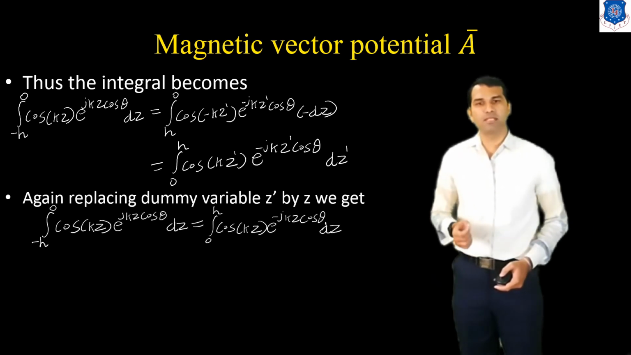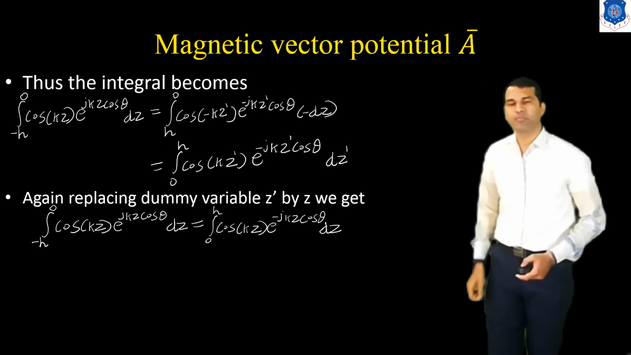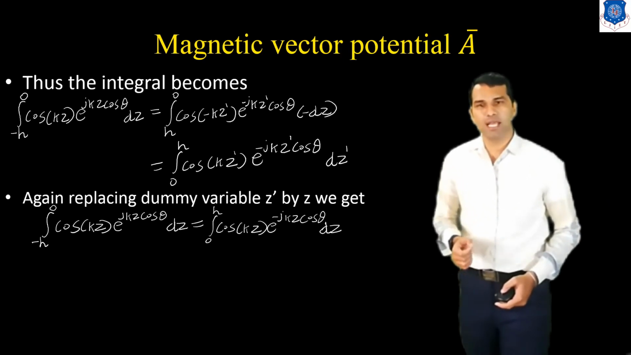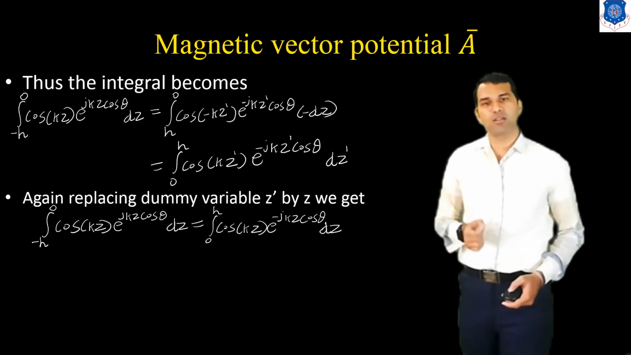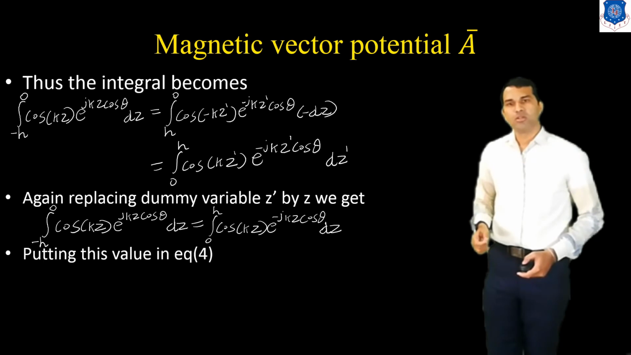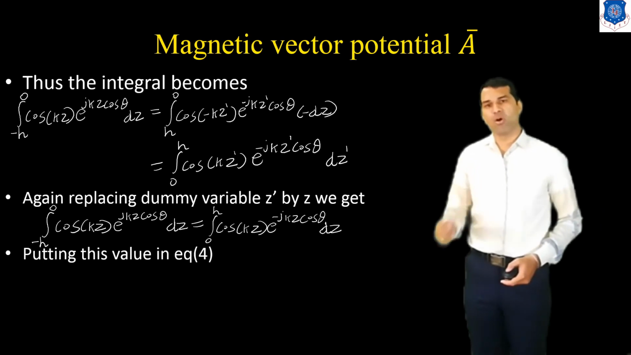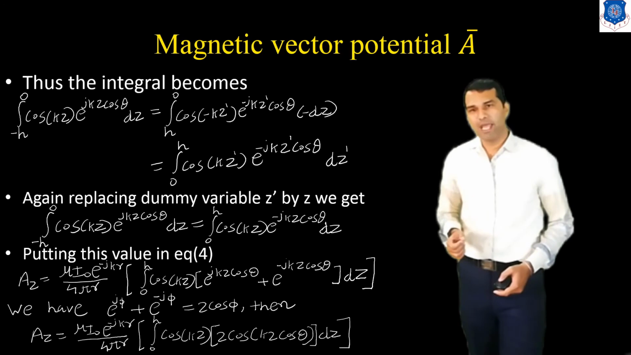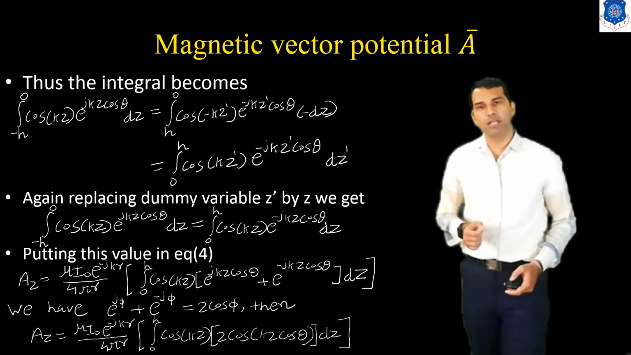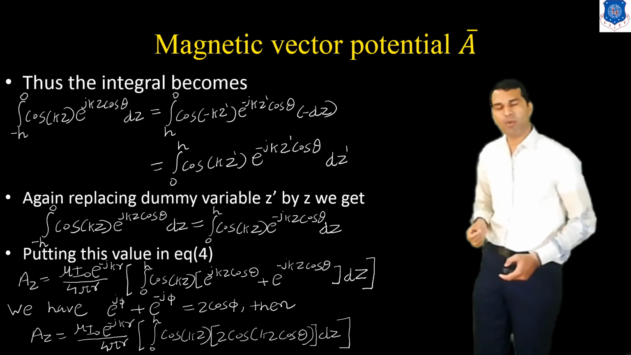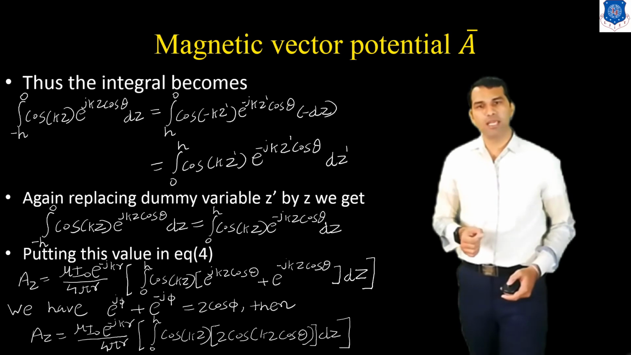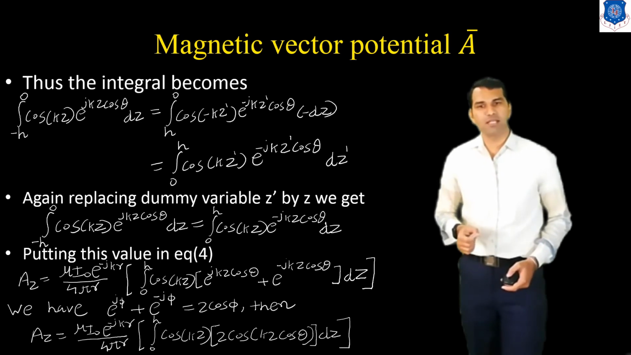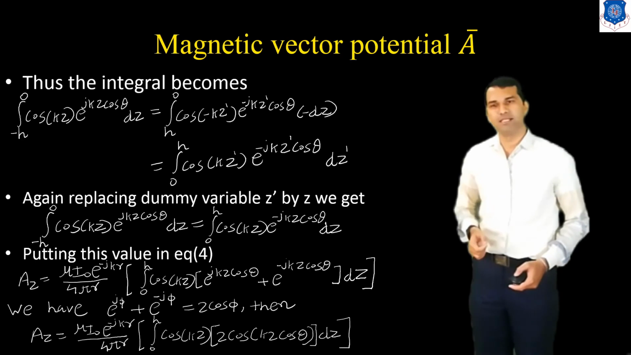Again replacing dummy variable z' by z, we get minus integral h to 0 cos kz e raised to jkz cos theta dz, plus integral 0 to h cos kz e raised to minus jkz cos theta dz. Now putting this in equation number 4, we get Az equals to mu I0 e raised to minus jkr upon 4 pi r, integration 0 to h cos kz, e raised to jkz cos theta plus e raised to minus jkz cos theta dz.